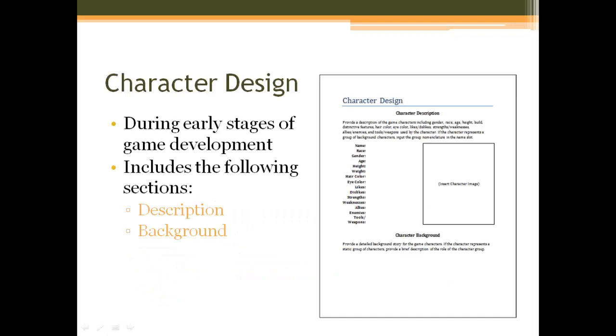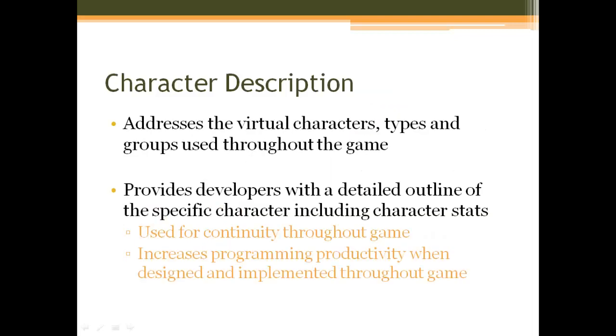Moving forward to the character design document. This is also created during the early stages of game development. It includes two sections, the description and the background. The character description addresses the virtual characters, the types, and the groups that are used throughout the game. This provides developers with a detailed outline of the specific character, including character stats. It is used for continuity throughout the game, and it also increases programming productivity when designed and implemented throughout the game.